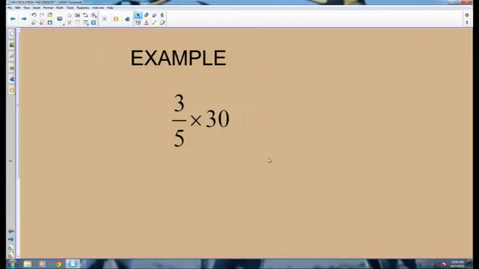3/5 times 30. So it's a fraction and a whole number. This is a whole number and then this one is a fraction. So you are multiplying a fraction and a whole number. So how do you multiply a fraction and a whole number? This will be 3/5 times 30.